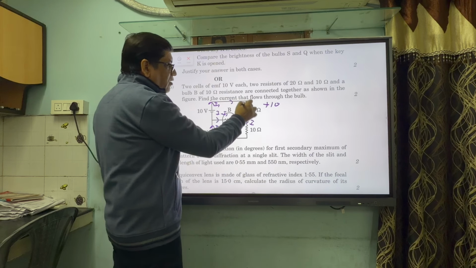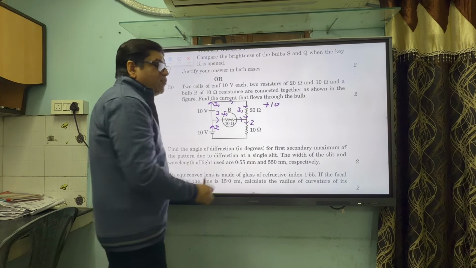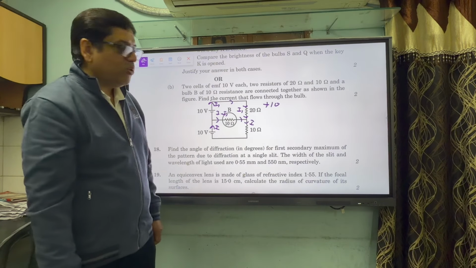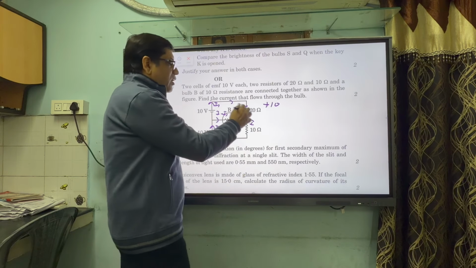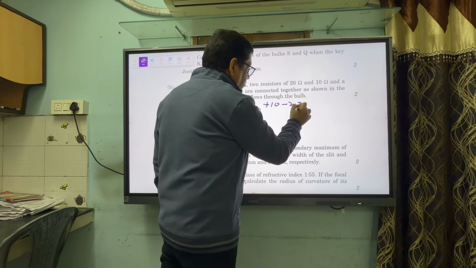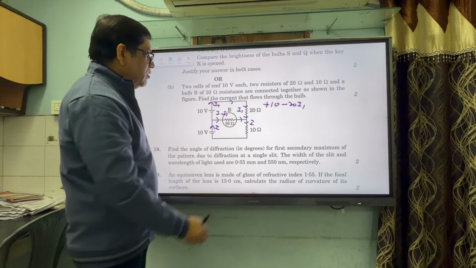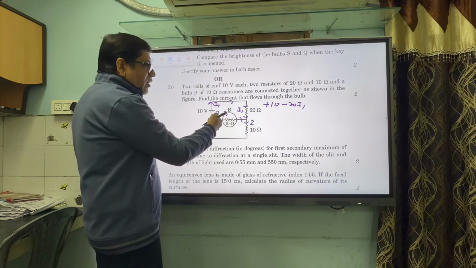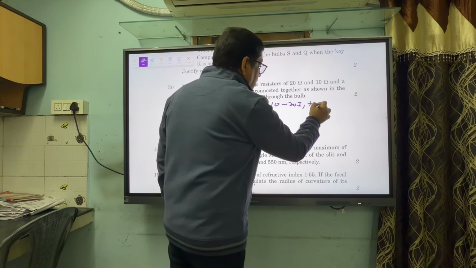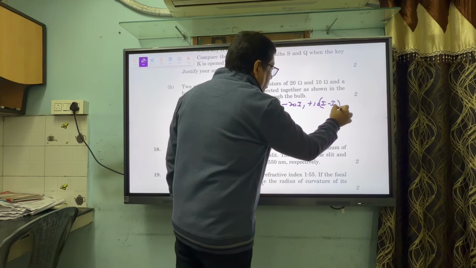Again coming here, we are moving with the current. With the current means we are moving from higher potential to lower potential. Whenever we move with current, take minus. Then we are moving on this side against the current, so take plus, and I minus I1 is equal to 0.